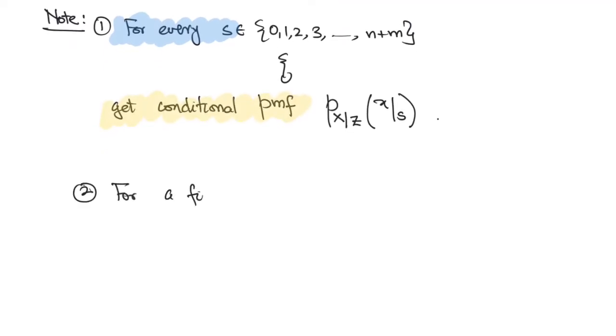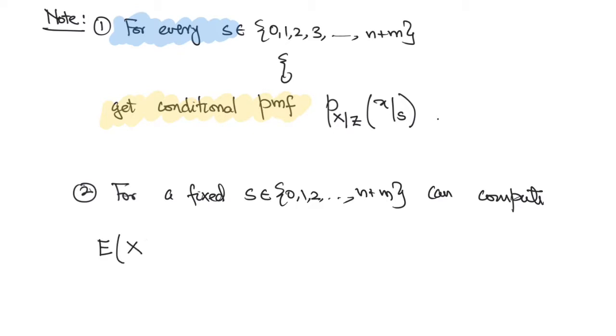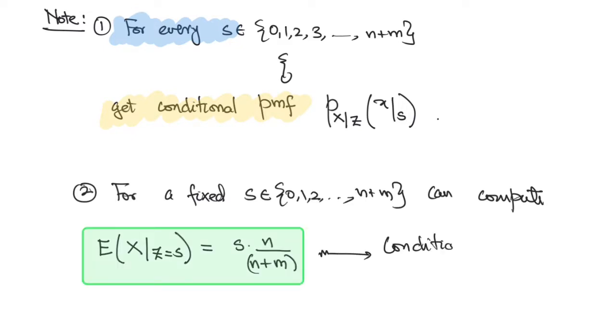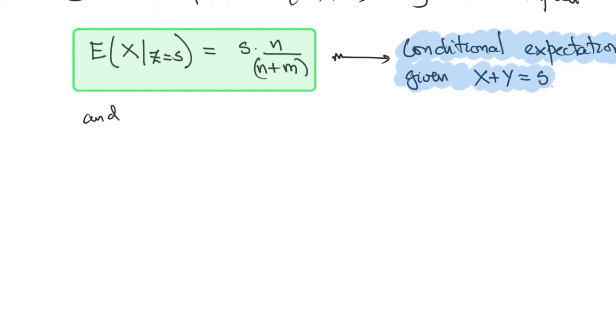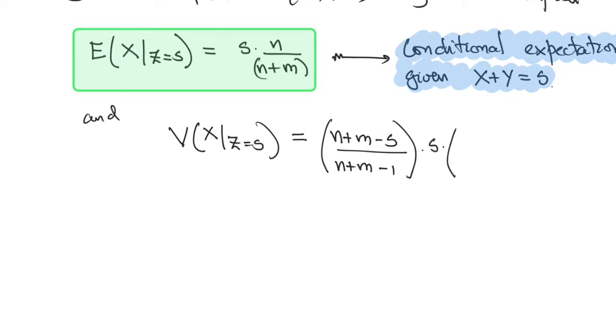For a fixed s inside the set 0, 1, 2 up to n plus m, we can compute the expected value of X given Z equals s. This is going to be equal to s times n over n plus m. This is called the conditional expectation of X, given that X plus Y equals s. We can similarly calculate the conditional variance, which has a slightly more complicated looking formula. We will be using this formula very soon in today's video.